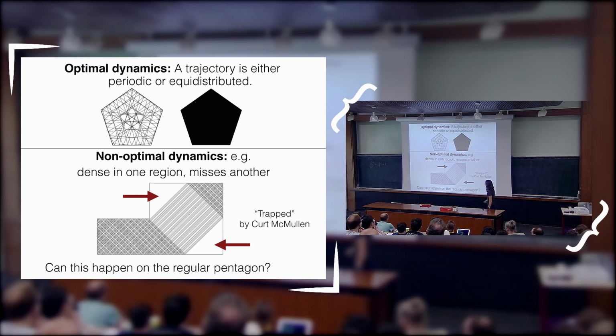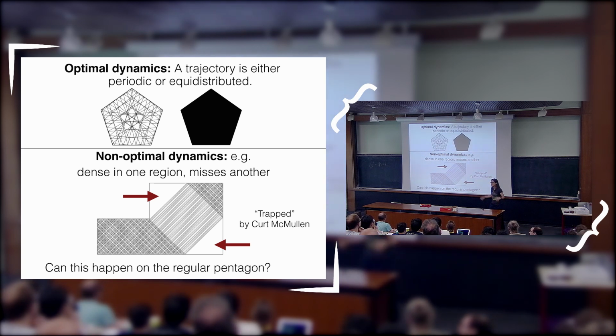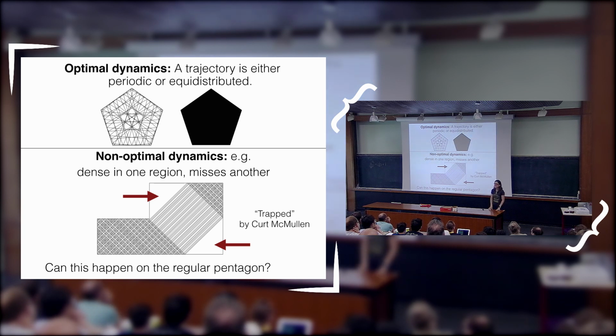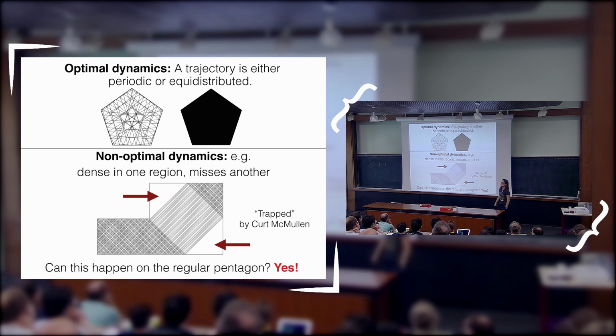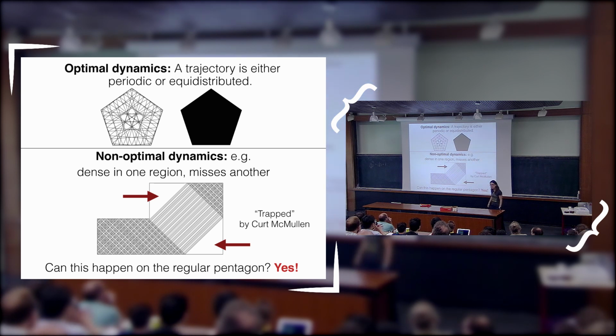So what do you think? What about a really nice, beautiful shape like the pentagon? Do you think you could get this kind of behavior? No. But basically, you can. And this was really surprising. So not in this case, because of course the pentagon is a table with optimal dynamics.